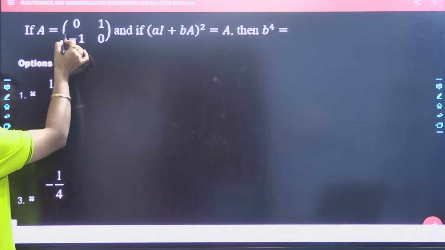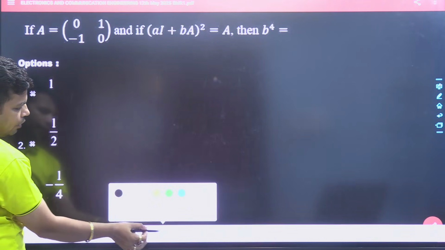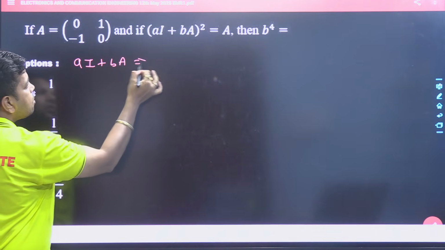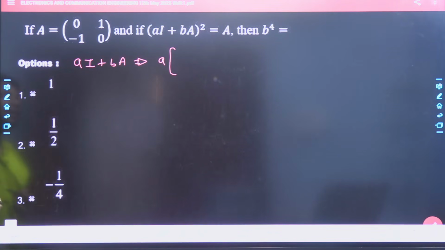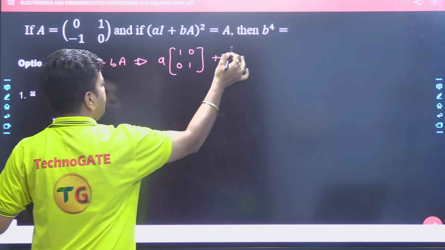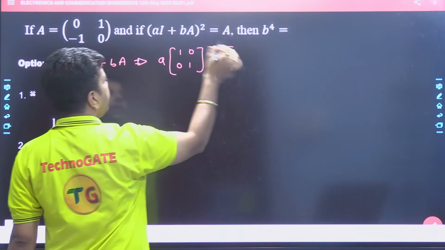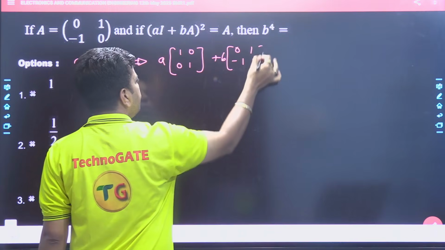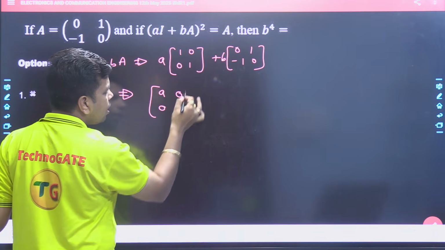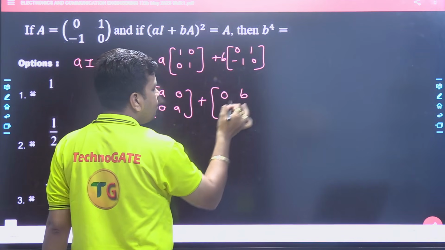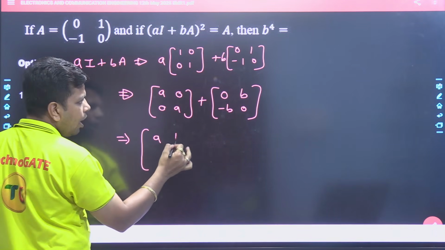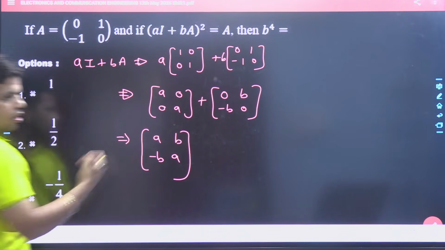Okay. So first of all, we need to compute the value of AI + BA. Let's see, I is nothing, it is an identity matrix. So 1 0 0 1 plus BA. The matrix A is given here: 0 1 minus 1 0. On computing this, this gives you A 0 0 A, and this gives you 0 B minus B 0. When we are taking addition between them, it is A B minus B A. So that would be the result.